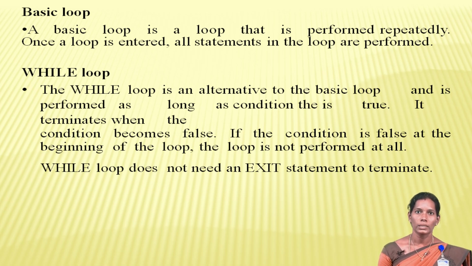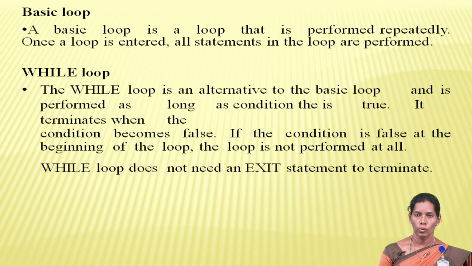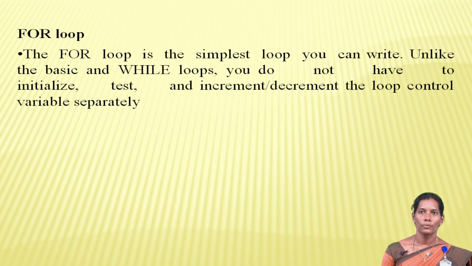The while loop is an alternative to the basic loop and is performed as long as the condition is true. It terminates when the condition becomes false. If the condition is false at the beginning, the loop is not performed at all. The while loop does not need an exit statement to terminate. The general form: while condition loop, looping statement 1, looping statement 2, and so on, looping statement n, and then end loop. Now introduce for loop.